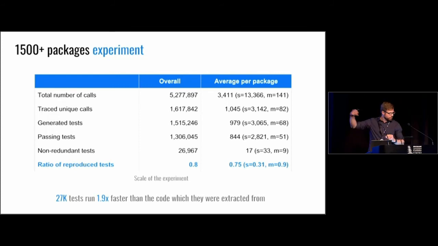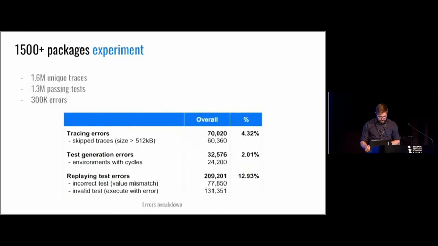They don't get all the way to the coverage, but it's kind of neat that it runs quickly. So this is just the breakdown of the errors. Most of what we skipped was because the trace was too big, because then the test would be too big. So we just put a threshold at 0.5 megabytes, and that was it. And there were a bunch of errors in replaying. Most of them were that there was some kind of state that we didn't keep, and that's why the test blows up when we run it.